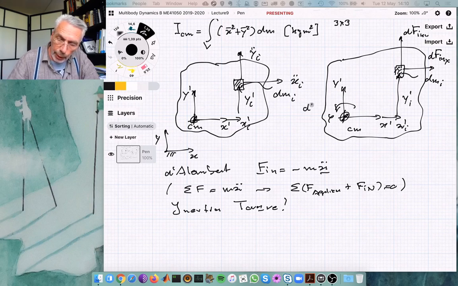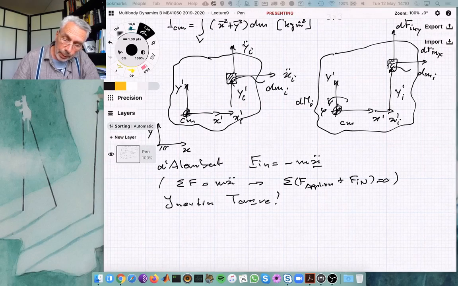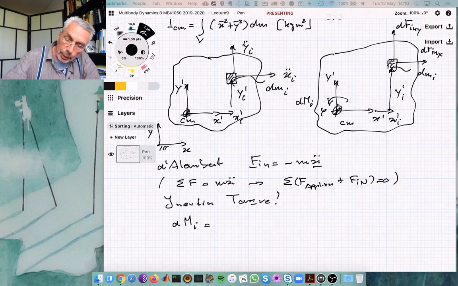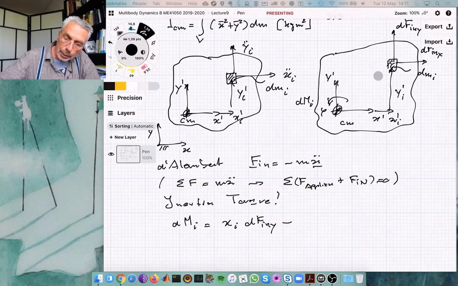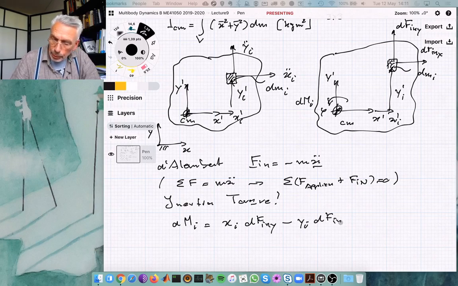So we also have a dmi here, and the dmi is a result of these forces. Now how does that go? So the dmi inertia torque is of course this force, the x times the y, and then with a minus. Let's start with the Fy: xi times dF inertia in the y direction, this is the plus, minus the other one, the y direction times the inertia force in the x direction.